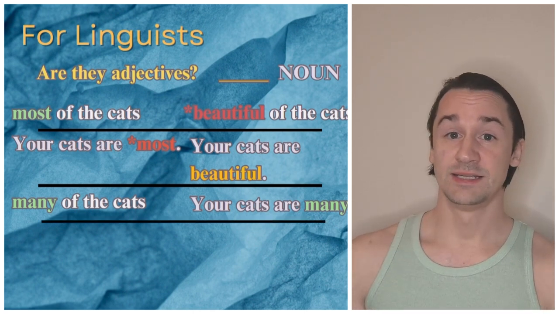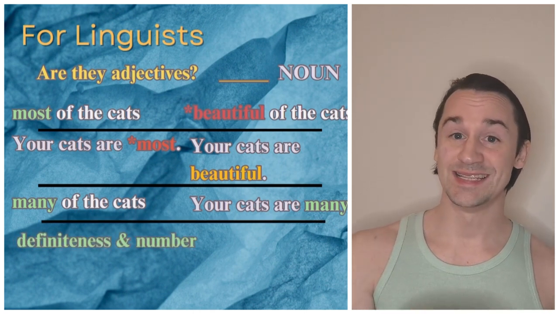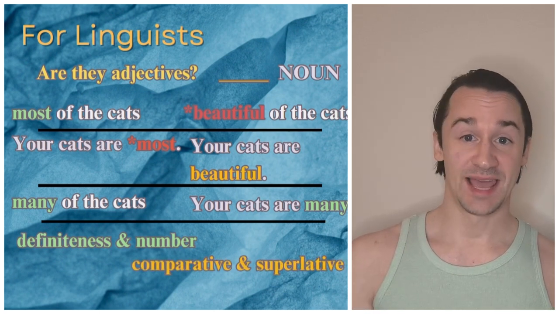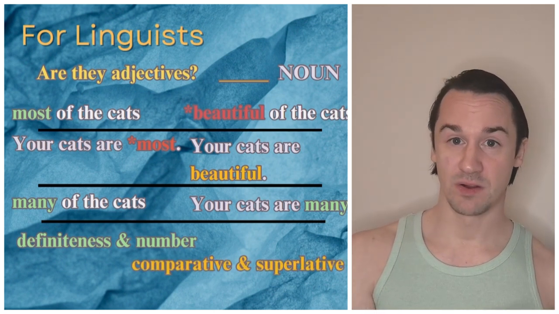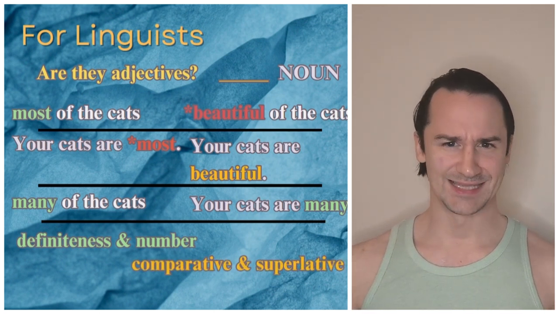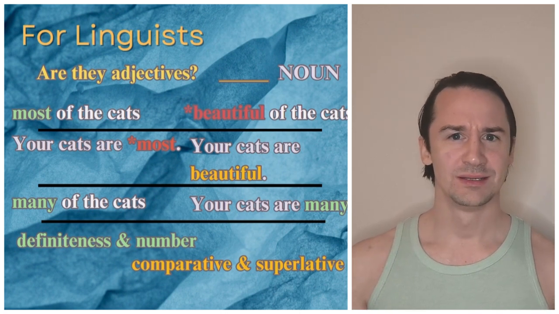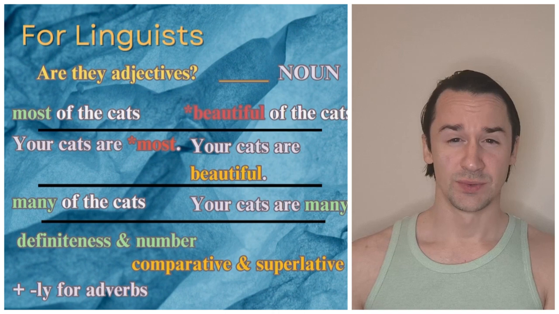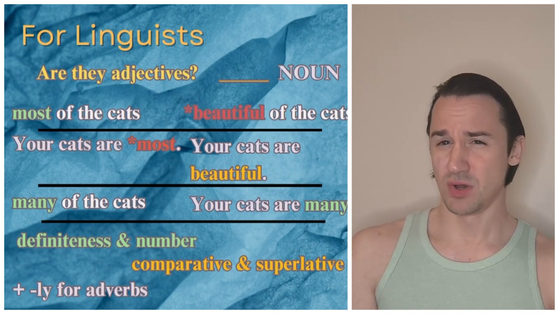Another conflict here is that while determiners like to agree in definiteness and number, adjectives don't. Adjectives can inflect for the comparative and superlative, but there are gradable determiners like less and least, few and fewest. Adjectives can take -ly to become adverbs, determiners can't. So is most a determiner when it can become mostly?